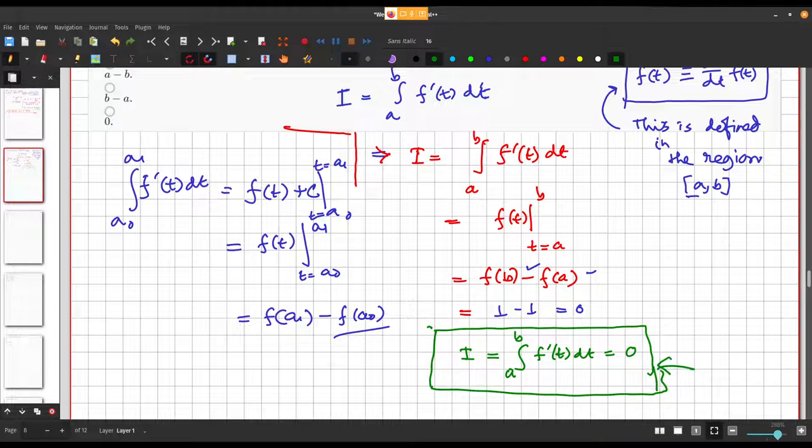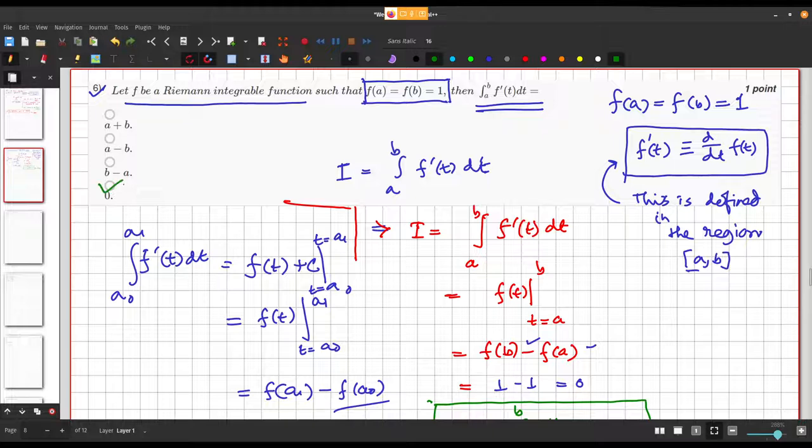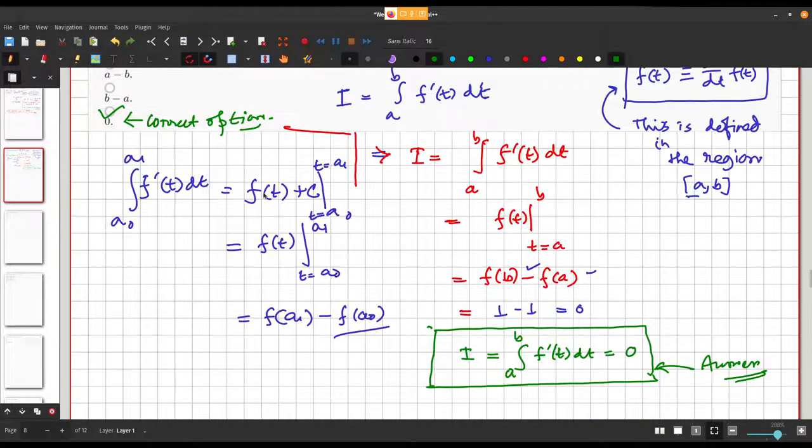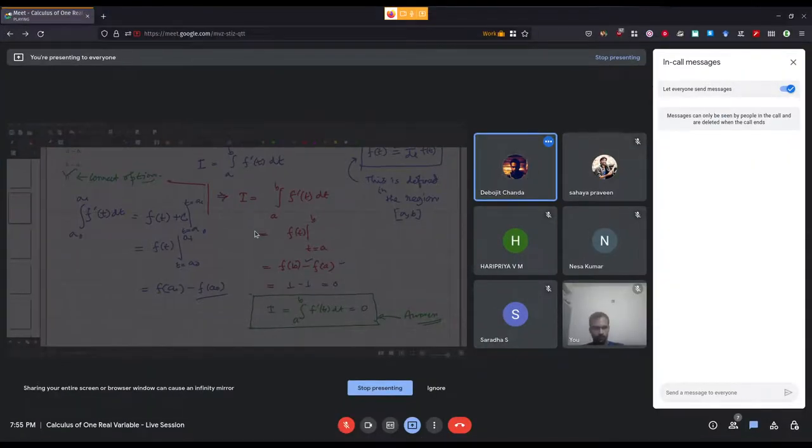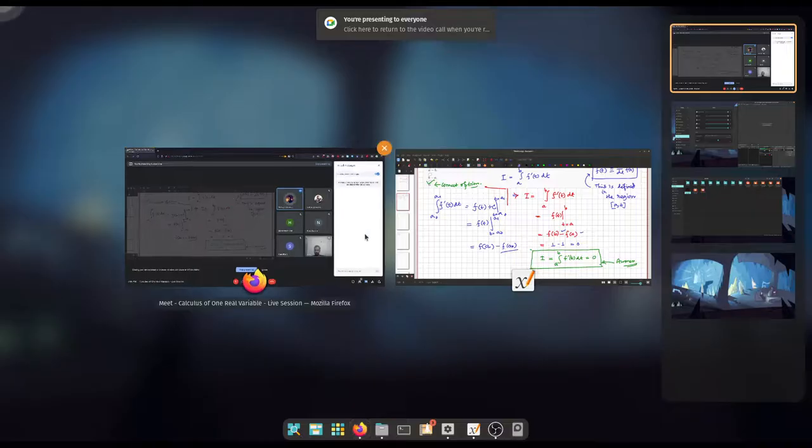So this is the answer, and let us see the given options here, and you can clearly see that the last option is the one that is matching with our answer. So this is the correct option. Okay, so any doubt in this problem? If not, then I will move to the next problem. Okay, I don't see any questions here, so let me move to the problem number 7.